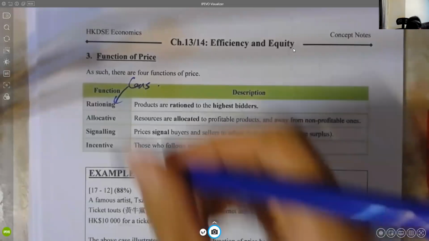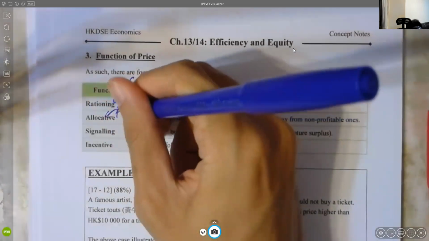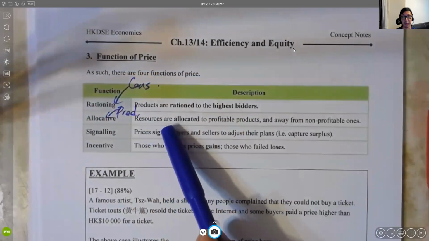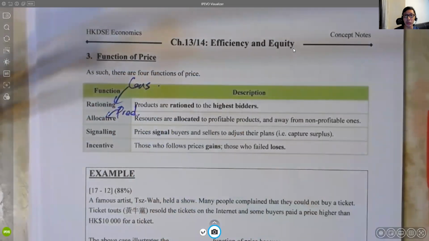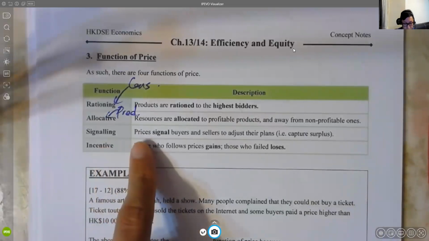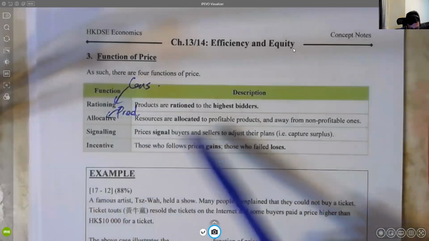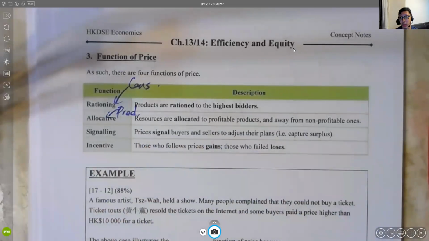好嘛? Another side would be the allocative function. Okay, producer. Resources of the producer will be allocated according to the profitability. They will try to allocate more resources to the more profitable ones and allocate less resources to the not so profitable products. We call this the allocative function. And then you see the signaling function: price signals buyers and sellers to adjust their plan. And incentive: those who follow price gain, those who fail to do so will lose.